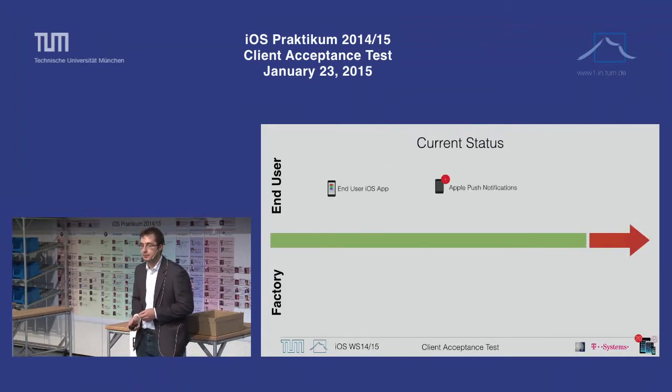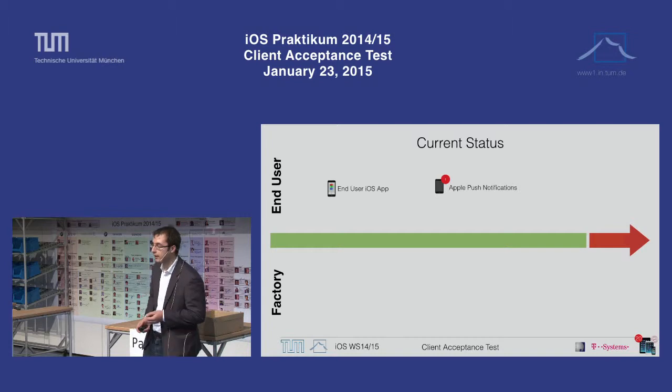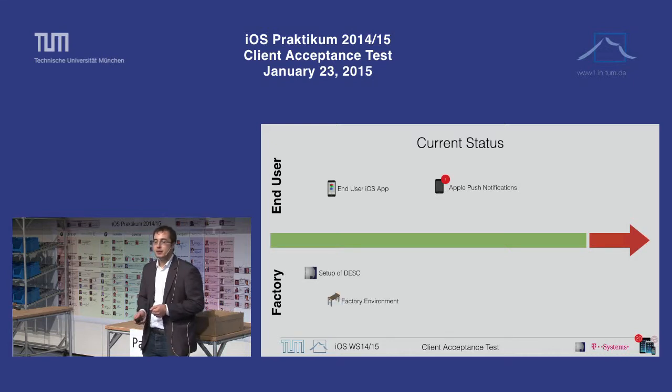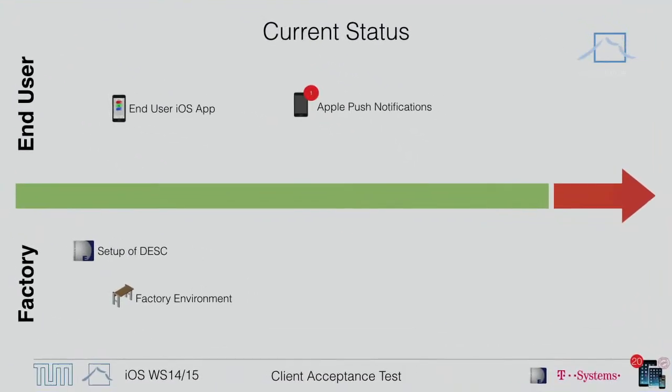So what is our current status? On the end user side, we implemented the iOS application. We can create new orders, we can monitor them, we can manipulate them, as well as we can receive push notifications which are sent by the backend whenever a step is finished in this production line. So on the factory side, we first had to set up the desk system, and we designed that beautiful factory here. And furthermore, we built up a REST service to communicate from the customer app to the backbone DE, the back-end application.